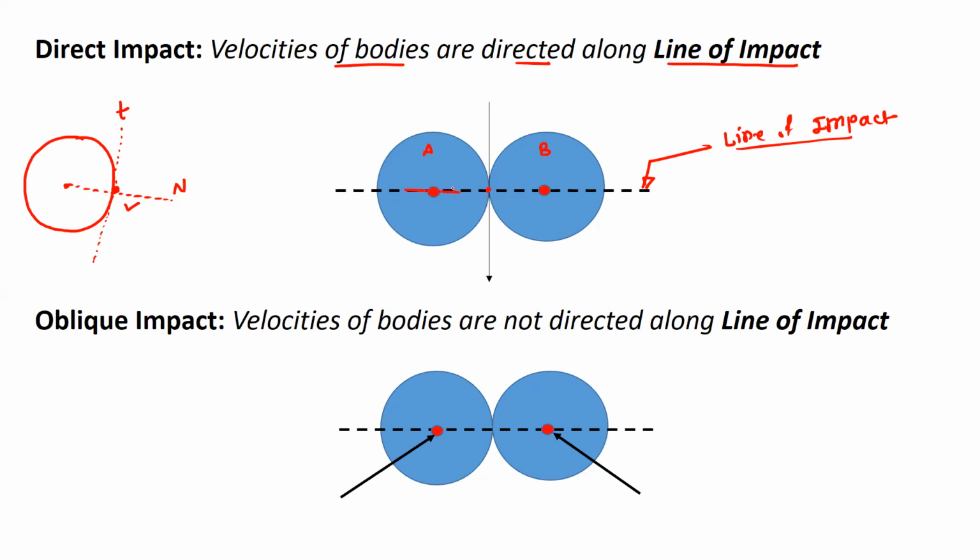So here the velocity direction of A is VA, and this is the velocity direction of B, VB. Both these velocities are exactly directed along the line of impact. Therefore, this is called a direct impact. In case of oblique impact, the velocities are not directed along the line of impact. Here you can see this is the before impact VA and VB. These velocities are inclined at some angle theta A and theta B with respect to the line of impact. This is referred to as an oblique impact.